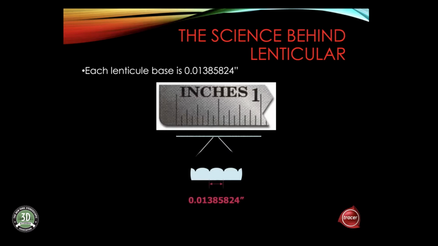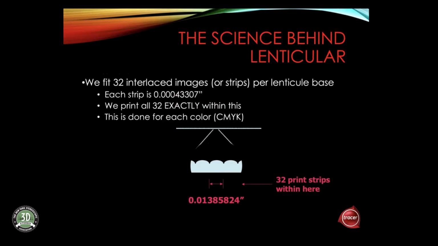Each base, lenticular base, is 0.01385824 inches. That's just incredibly tiny. We are able to fit 32 interlaced images, or essentially strips, per base. So if you break it down, each strip is 0.0004 inches, and we print all 32 exactly within that space. Each color is covered in there, but I cannot stress enough how tiny that is.